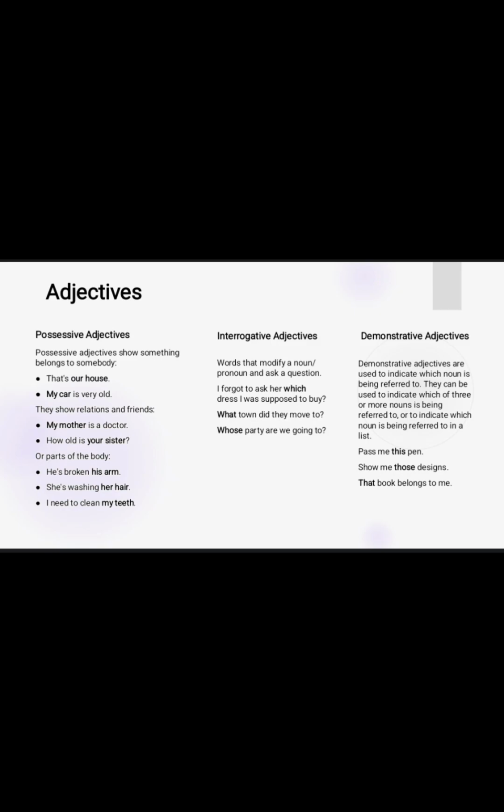Now, let's go to possessive adjectives. Possessive adjectives show something belongs to somebody. For example, that's our house, or my car is very old. They also show relations and friends. For example, my mother is a doctor, or how old is your sister? And they also show the parts of the body. For example, he broke his arm, or she's washing her hair, or I need to clean my teeth.